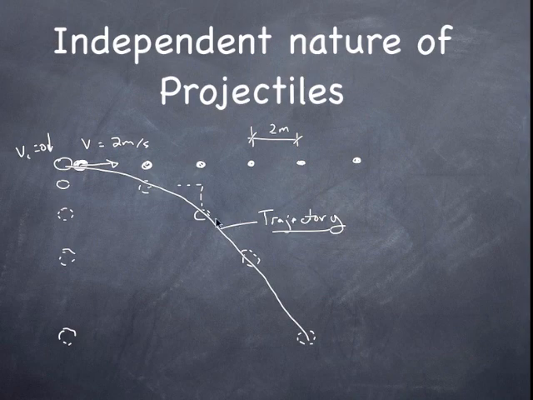So the trajectory is the path that an object or a projectile follows. What's happening is that the ball is moving independently horizontally at the same time it's falling down. So we're going to be able to use those two concepts to analyze problems.